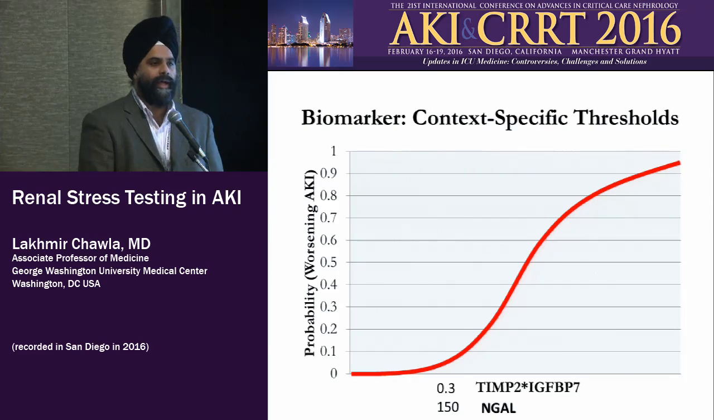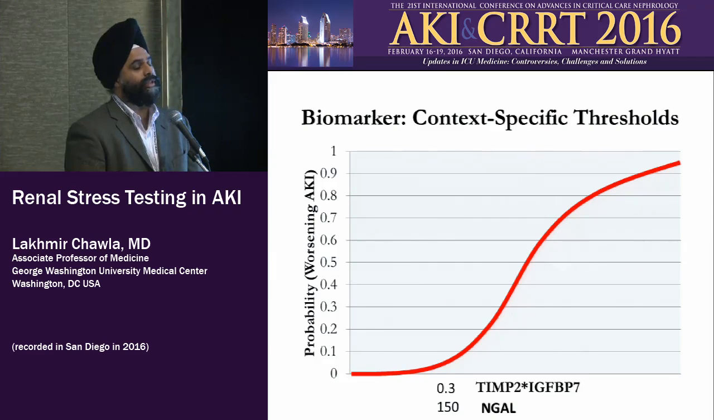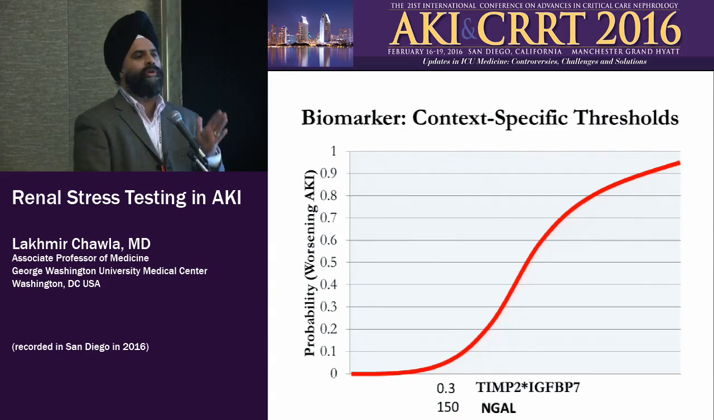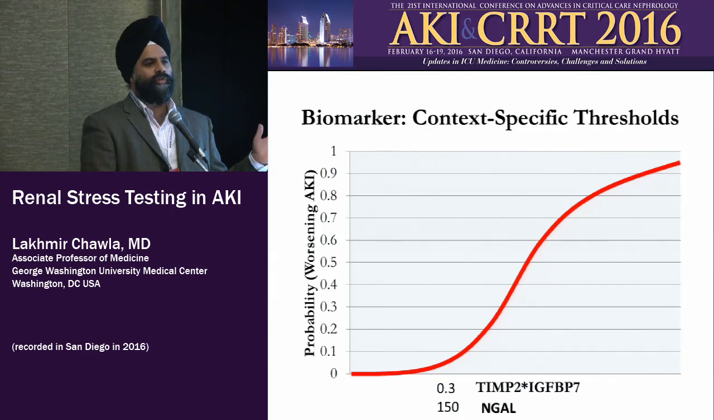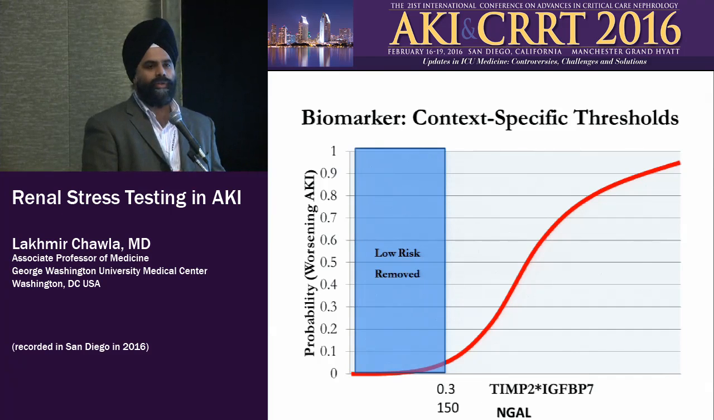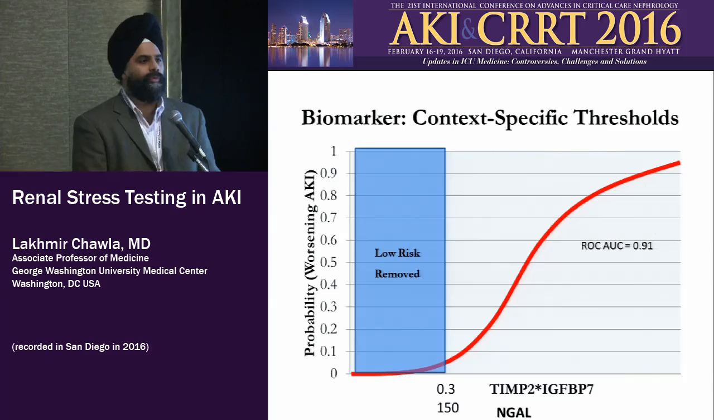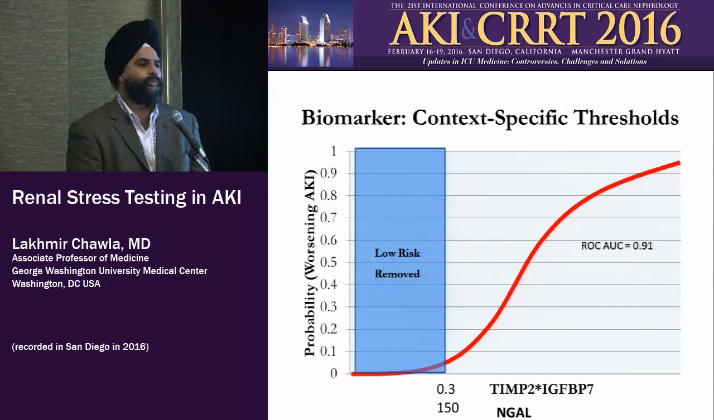And so if you do that and you use biomarkers, what we did is we took the same set of data and we said that if you remove the low-risk people, so if you take a NephroCheck value less than 0.3, or an NGAL level less than 150, because both of these values have a very high negative predictive value, you remove noise from the system. And when you take these people out and you run the FST, its performance goes up to 0.91, and that's where troponin lives.